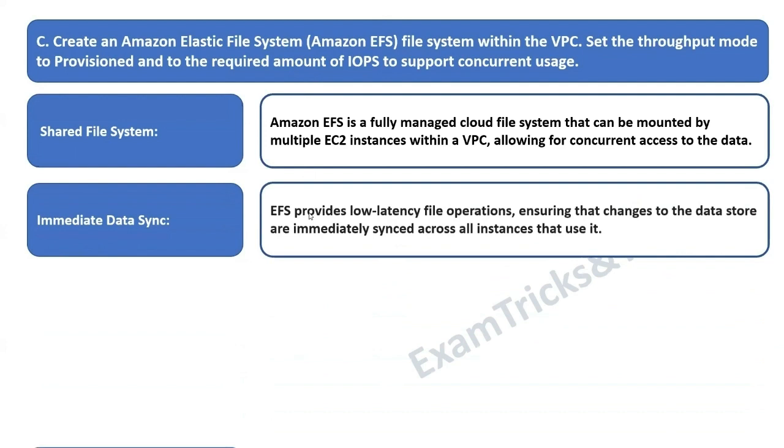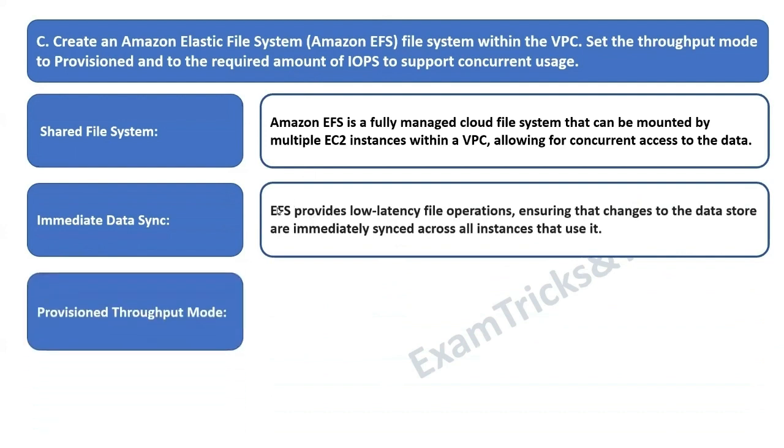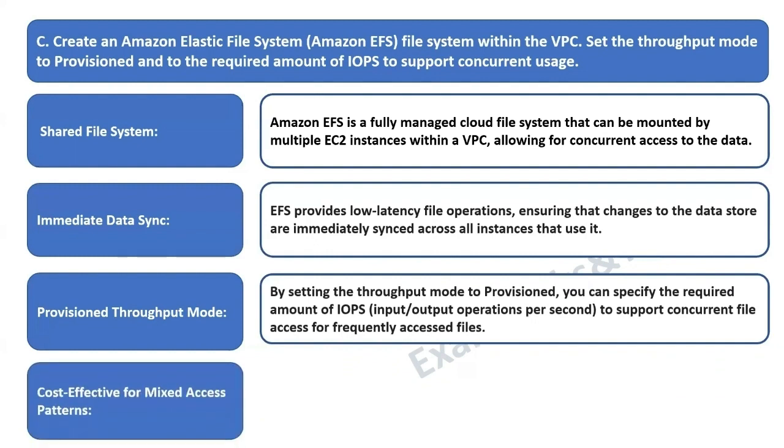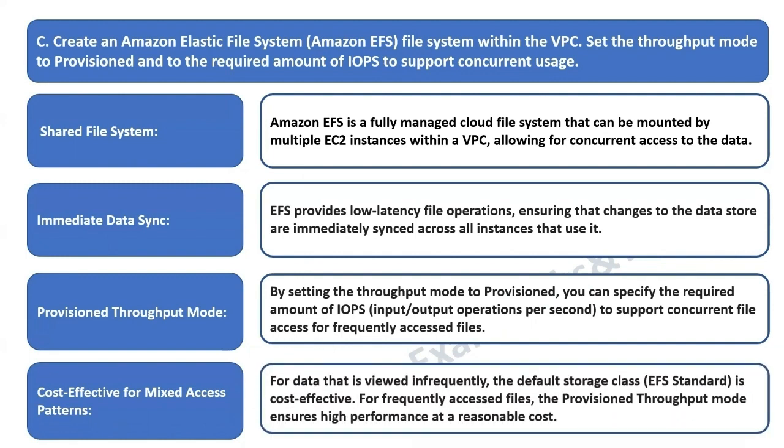Then came the differentiating fact between option C and D, which was the provisioned throughput mode. By setting the throughput mode to provisioned, you can specify the required amount of IOPS to support concurrent file access. So concurrent file access is an important feature, which is why we went for option C. And the last one is cost effectiveness for a mixed access pattern, where you have infrequently accessed and frequently accessed data. For the data that is viewed infrequently, the default storage class EFS Standard is cost effective. For frequently accessed files, the provisioned throughput mode ensures high performance at a reasonable cost. So this solution caters to both types of access, and it's a cost-effective solution. Hence, we have ruled out option D and we went with option C.